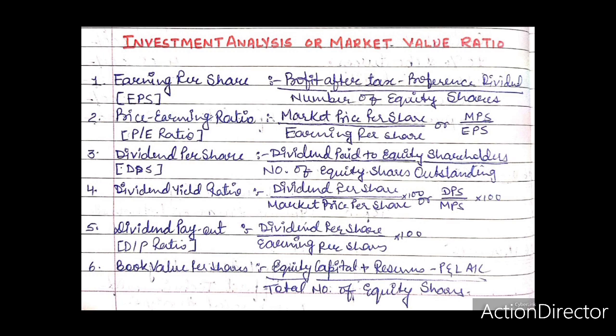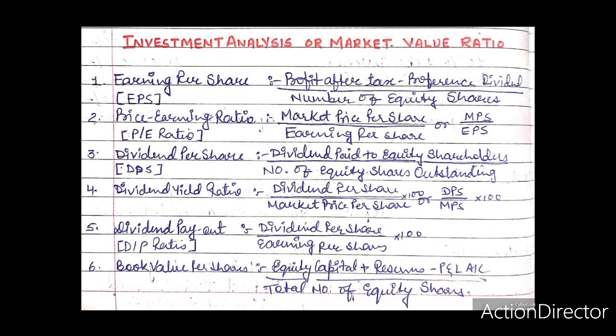Number 3. Dividend per share, DPS, meaning and computation. The EPS ratio represents to what extent the profits belong to the owners of a firm. But it is customary in all companies to retain a part of profits in the business and distribute only the balance as dividend among shareholders.